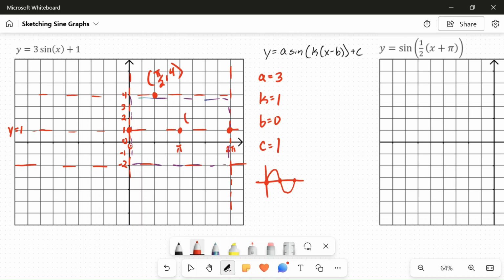The middle of the graph was at (pi, 1). So the bottom of the graph has to be between pi and 2 pi. It's going to hit down here, at (3 pi over 2, -2). And then it's going to be at 2 pi on the end, so that last point is (2 pi, 1).